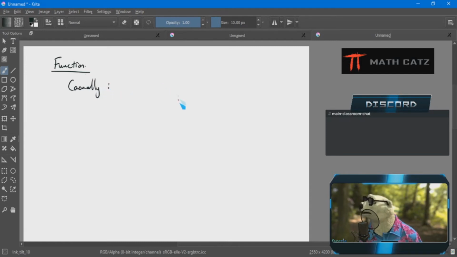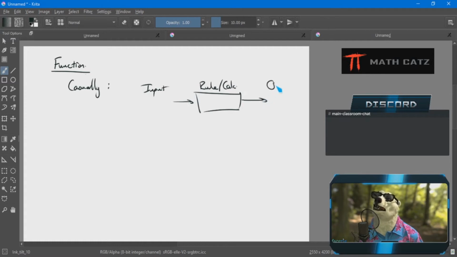think about it as simply an input being fed into some rule or calculation, and that gives me an output. If someone complains and thinks, oh no, that's not a function, I understand what a function is. We don't need the technicalities. We're never going to run into any problems, so I don't want to obsess over it.